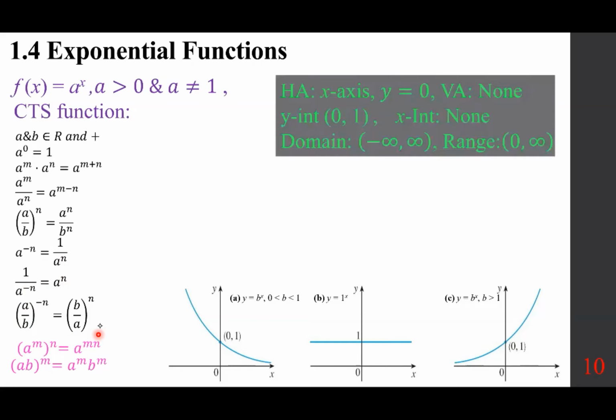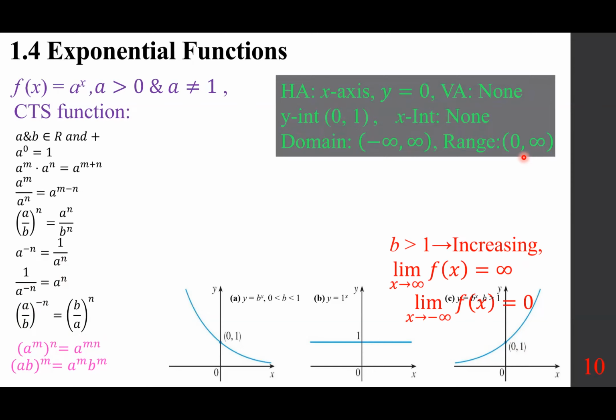Now, in the case of exponential functions, horizontal asymptote is the x-axis, or y equal to 0. There is no vertical asymptote. This is for the basic function. The y-intercept takes place at (0, 1). The x-intercept is non-existent. Domain, there is no restrictions, all real numbers, and range is from 0 to infinity. 0 is not included.